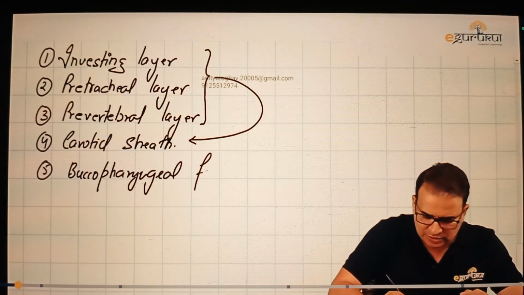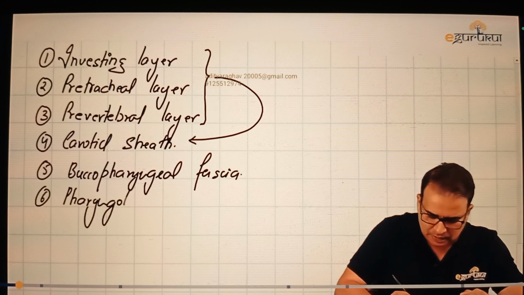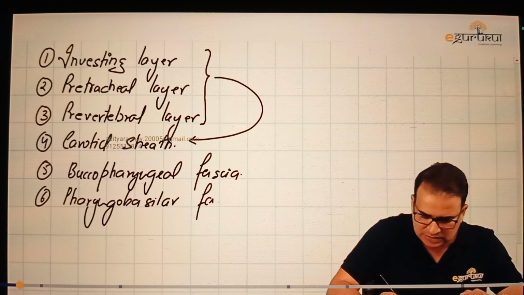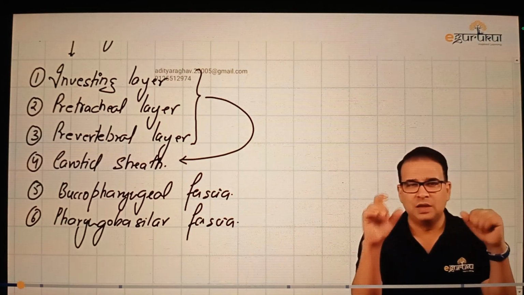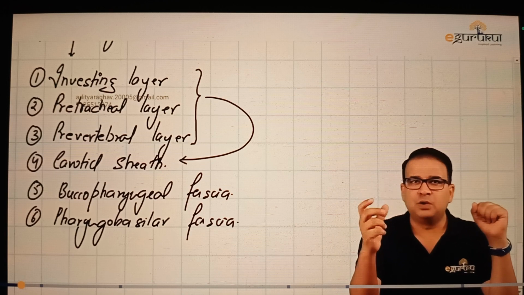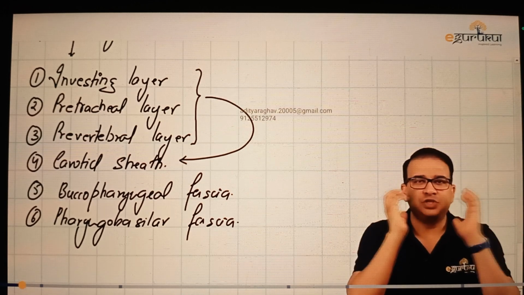Then we have a fascia called the buccopharyngeal fascia, and the other is the pharyngobasilar fascia. Before we start in detail about all these fascias, look at the names, guys. The name should tell you everything about them. Bucco and pharyngeal, there are two components here. Bucco is for buccal. Buccal means cheek, and pharyngeal obviously is for pharynx. So it is a fascia which is covering the cheek as well as the pharynx.